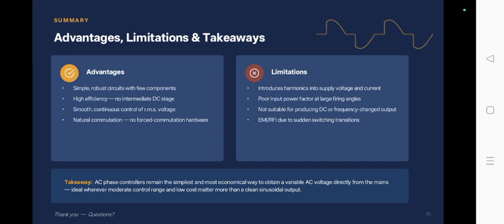The limitations: it introduces harmonics into the supply voltage and current. Poor input power factor at large firing angles. Not suitable for producing DC or frequency-changed output. EMI and RFI due to sudden switching transients.